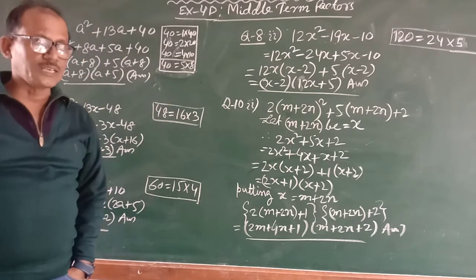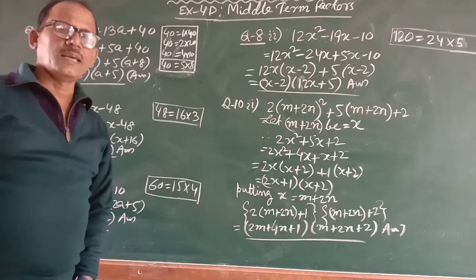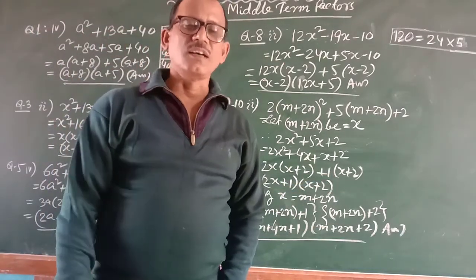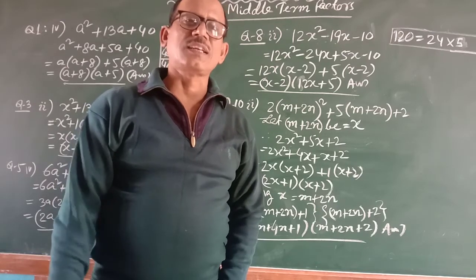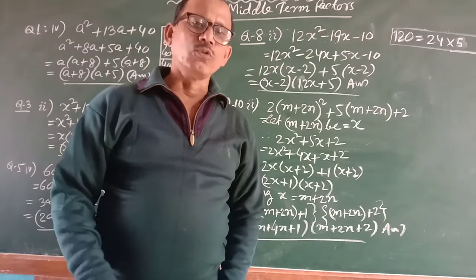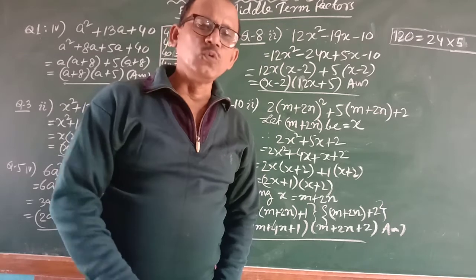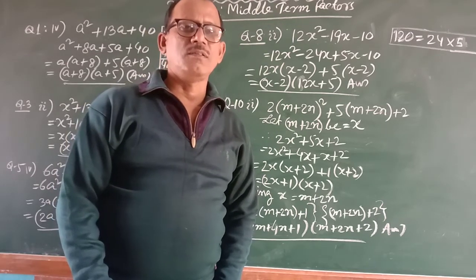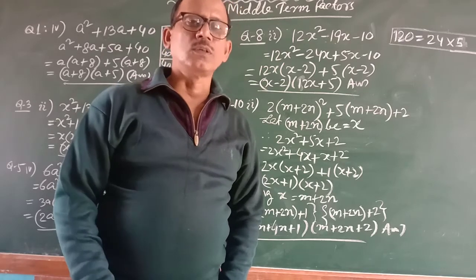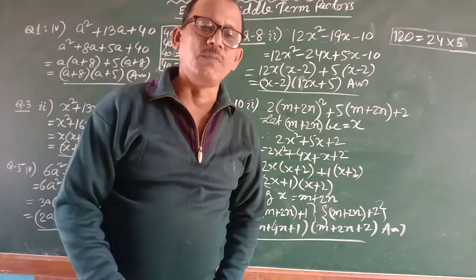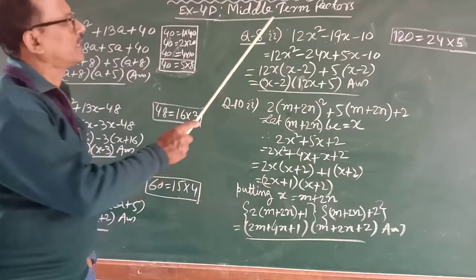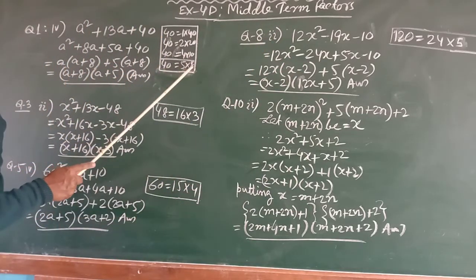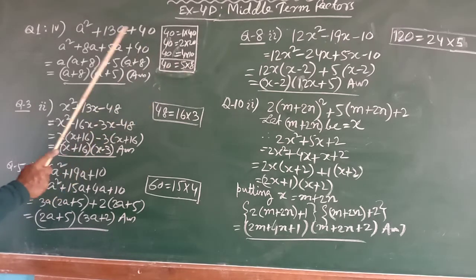So after multiplying the numerical coefficients of the first term and the last term, you need to factorize and get those two factors, and then do the addition or subtraction of those numerical factors so that it comes to the numerical coefficient of the middle term. That is your target. That is why it is called middle term factorization. So here we will choose 5 and 8. Plus 5 plus 8 will become 13.